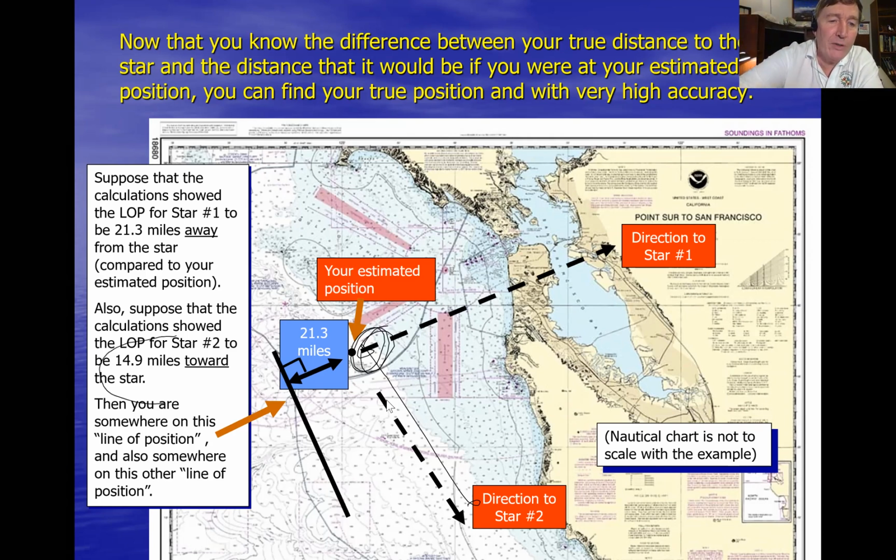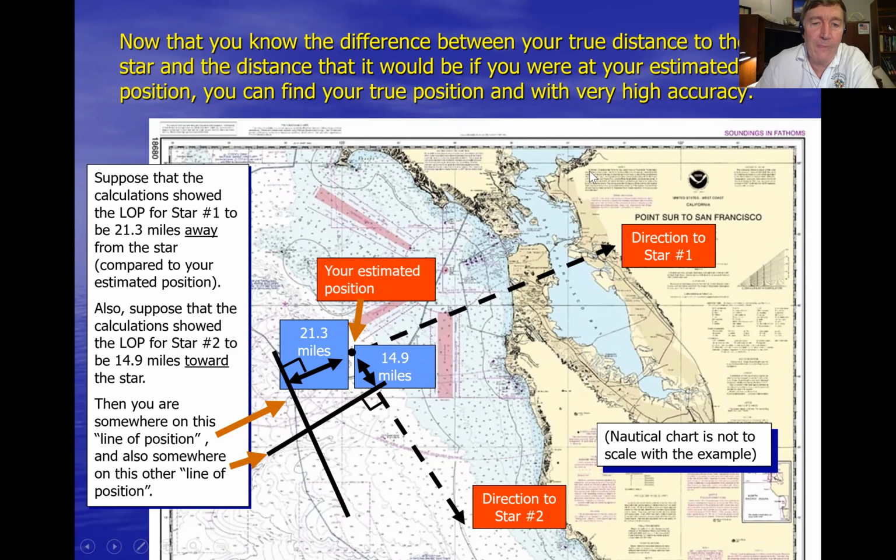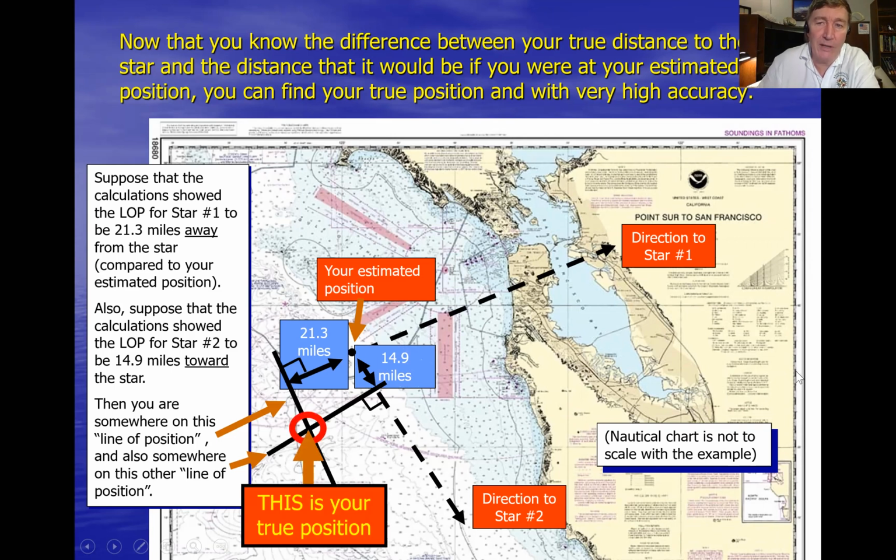And this time we're going to assume that our true distance works out to be 14.9 miles less than our estimated one. So what that means is that this time, in order to draw our LOP, we are going to have to go toward the star rather than away from the star. And we go 14.9 miles toward the star. And then where those two LOPs intersect, that's where we are. Okay, so that's the process we're going to follow.